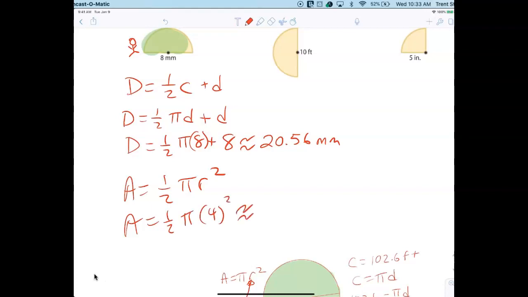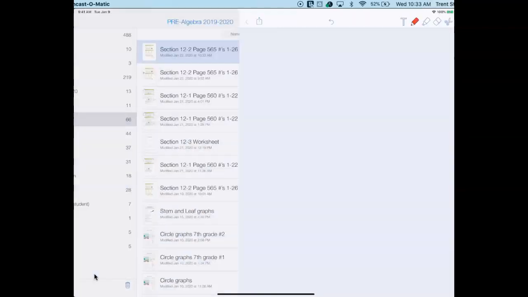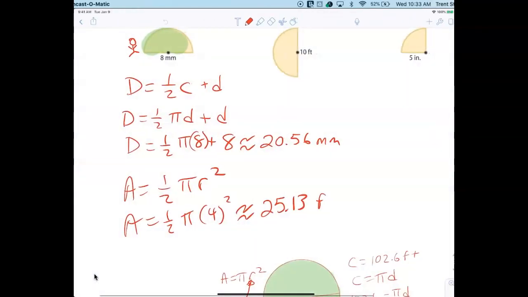That makes sense now, right? Yeah, I didn't see that. 25.3. Not feet. Millimeters. Yes, there we go. It's not a big deal. Just double check your units. Millimeters squared. All we did is that's half of the area. That's half of a circle.